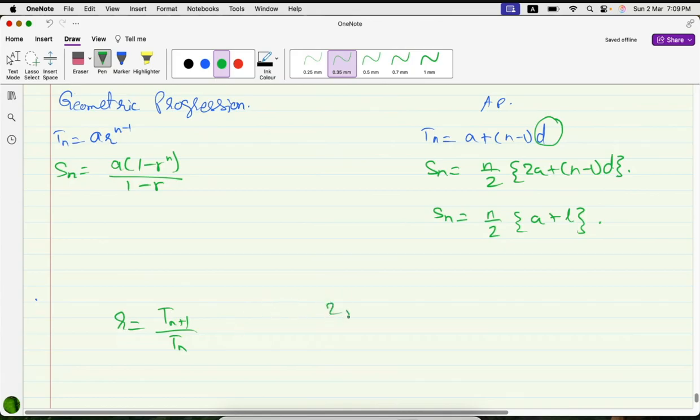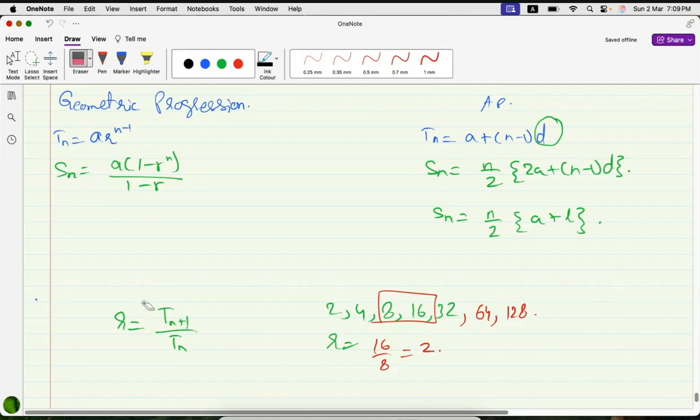For example, 2, 4, 8, 16, 32. So r is, if we select any two, 16 by 8, r is 2. So the first term is basically being multiplied with r to get the next term. So if r is 2, after 32, we will get 64. After 64, we will get 128. So this is common ratio r.